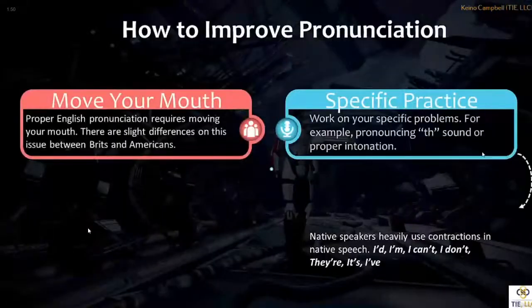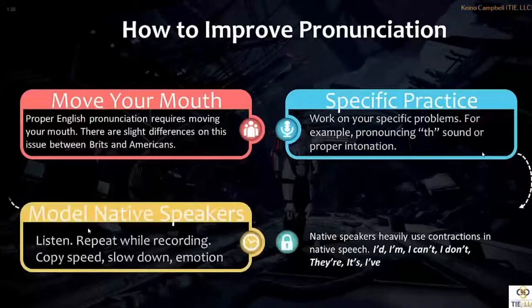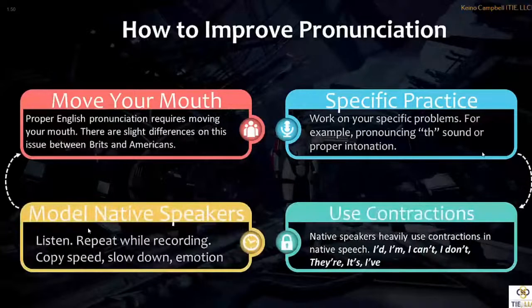How to improve your pronunciation? Well, number one, move your mouth. You cannot speak English very well with a closed mouth. Also, work on your specific practice. If you know you have TH sounds, work on that. If you know you have V and W sounds, work on that. You've heard me talk about this earlier. Model native speakers. Listen and repeat. Copy the speed, right? Copy the emotion in the words. Copy the intonation.